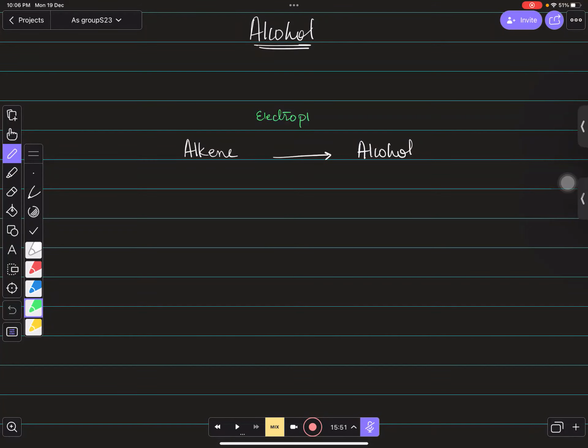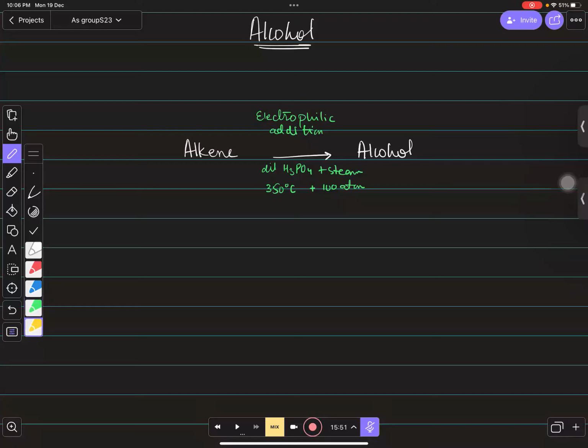That was an electrophilic addition reaction, and the reagent we were using was dilute phosphoric acid along with steam, right? The conditions for that reaction are 350 degrees Celsius temperature and 100 atmospheric pressure. So this is how we convert alkenes into alcohols, right?